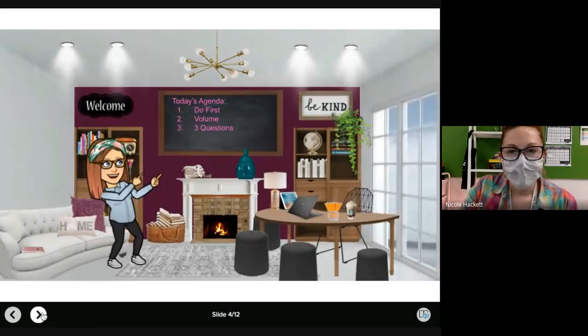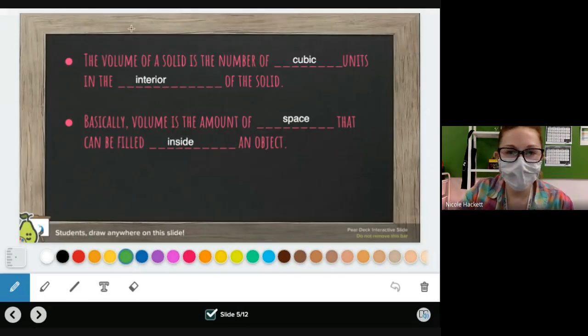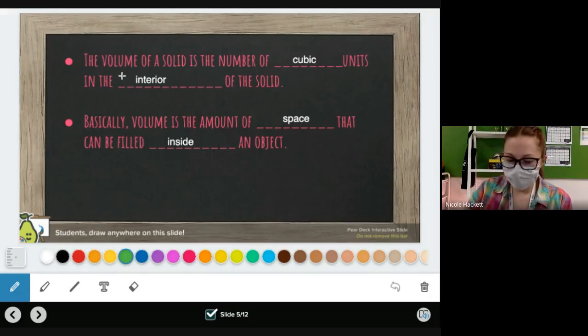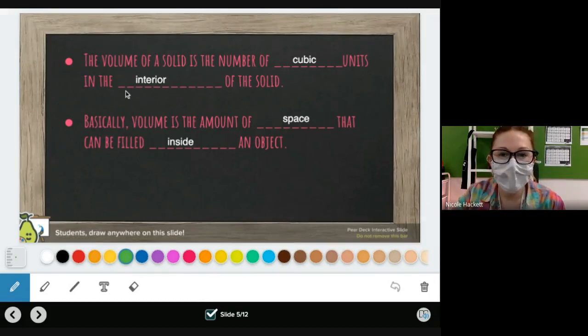Okay, so we're going to get started on volume. And so we're going to talk about volume and the difference between volume and area. Area had to do with how much space something's taking up on the floor, or like surface area is how much can I cover on the outside. Volume is how much can I put on the inside.